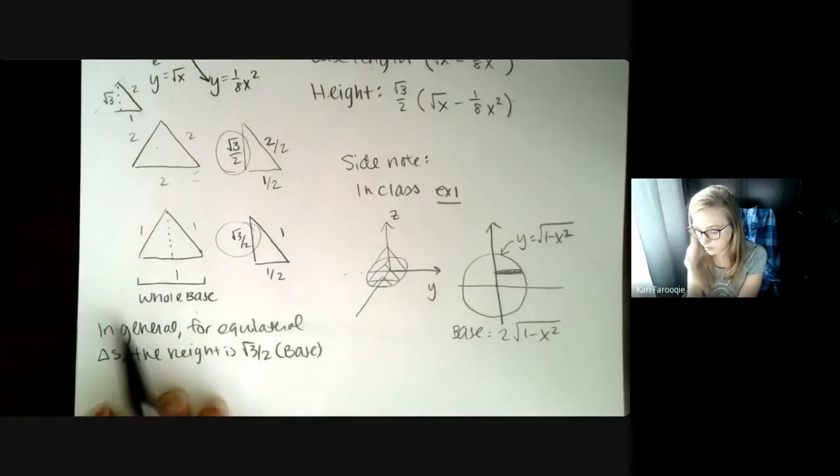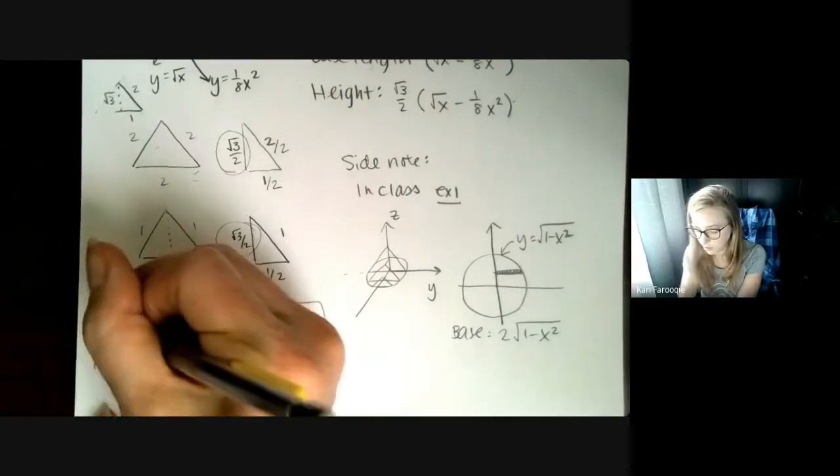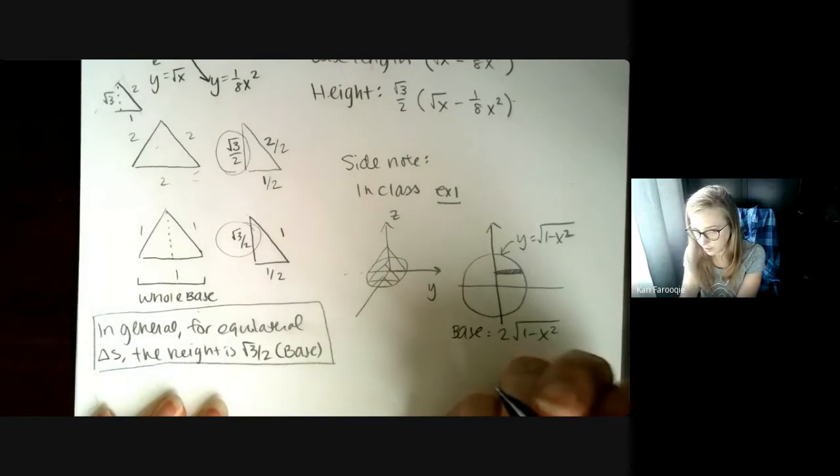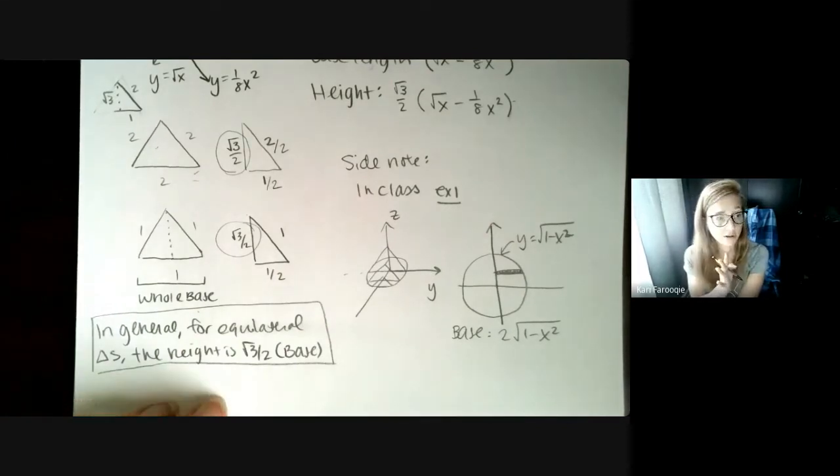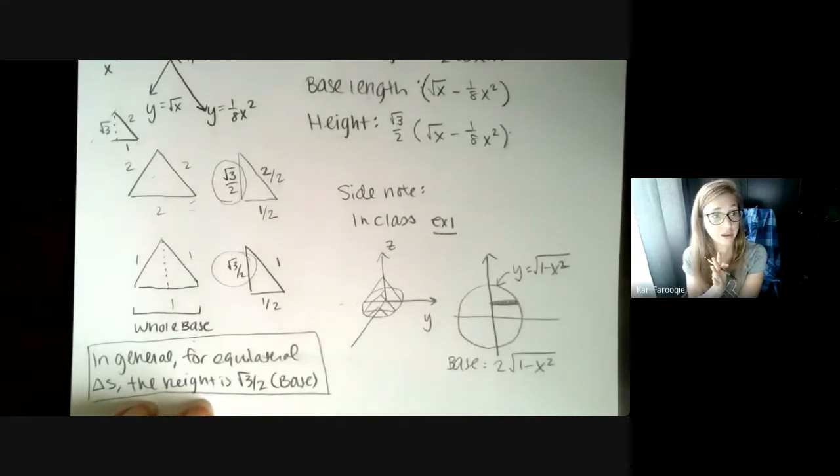So this is a general note. If you're multiplying the base by 2, then the height is just going to be the square root of 3. Does that make sense? Okay. Does anyone have a question still about the height?